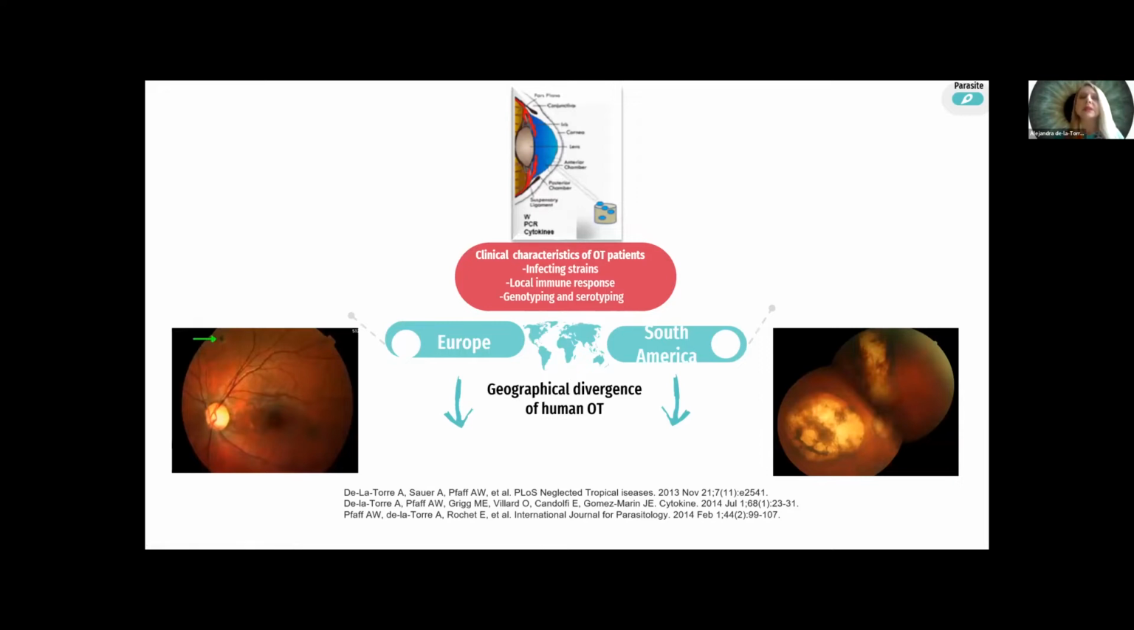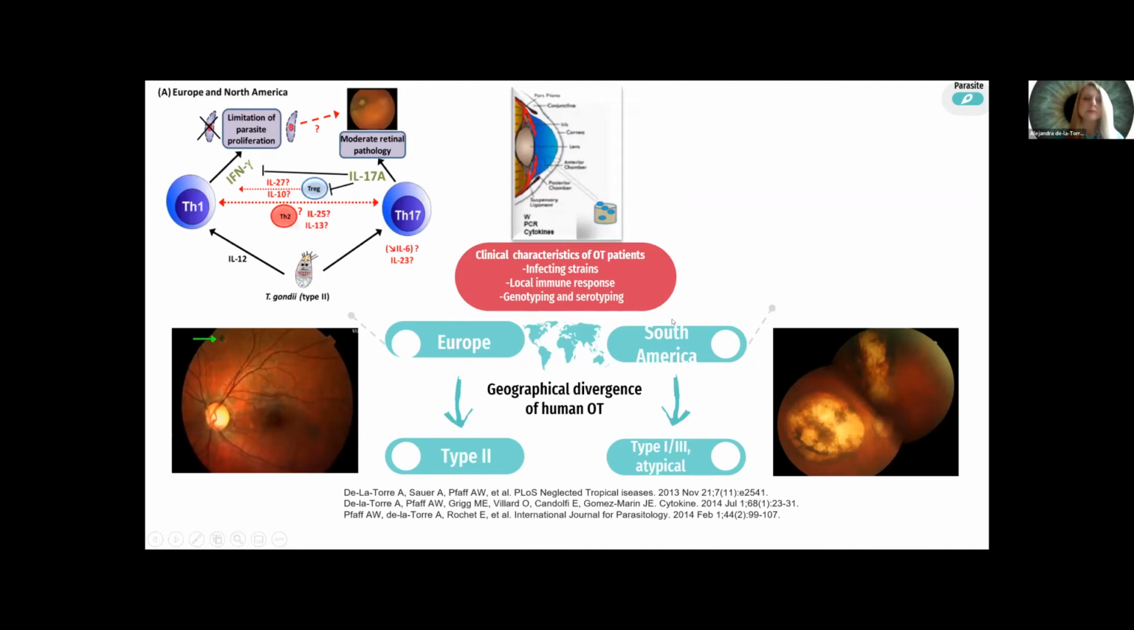When correlating clinical characteristics of ocular toxoplasmosis patients with the infecting strains, and with the local immune response and genotyping and serotyping, we can see that the European patients present a different clinical picture and also a different intraocular immune response when compared with South American patients. European patients infected by less virulent strains, mostly type 2 strains, present a deviated intraocular immune response to Th1 and to Th17 with higher levels of interferon gamma and interleukin 17A, leading to a limitation of the parasite proliferation because those are pro-inflammatory and protective factors, and leading to a moderate retinal pathology.